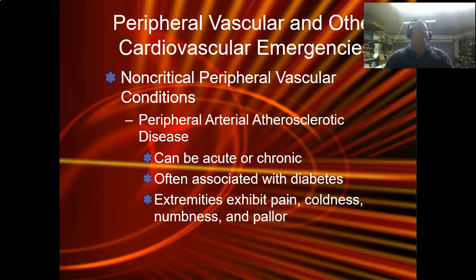The non-critical peripheral vascular conditions: peripheral arterial sclerosis, atherosclerosis. This is usually defined as a long-term vessel disease, poor circulation, if you will. It can be acute, it can be chronic. The diabetic is usually the one that gets it. Again, you can get pain, coldness, numbness, pallor. Loss of sensation is the other big one. It leads to neuropathy, so it leads to where you can't feel your foot or your legs.